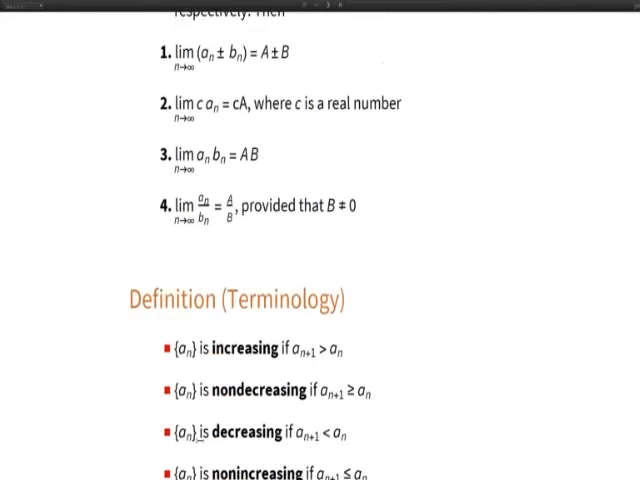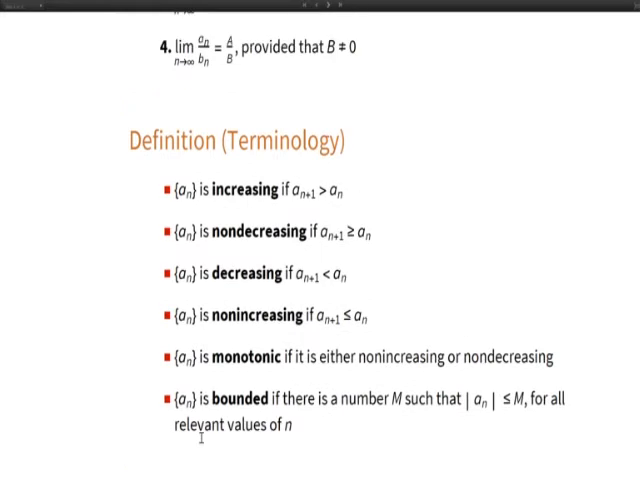Now, here are some important definitions. These are technical terms, but the last two are actually quite important. So let's talk about these. An increasing sequence is a sequence whose value continues to go up no matter what. Every term must be bigger than the previous one. That's an increasing sequence.